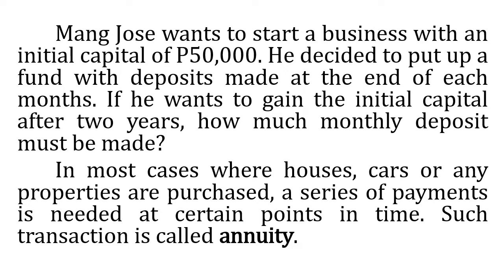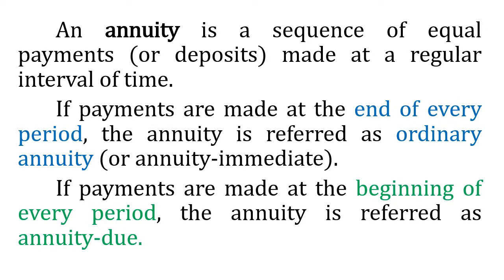In most cases where houses, cars, or any properties are purchased, a series of payments is needed at certain points in time. Such transaction is called annuity. An annuity is a sequence of equal payments or deposits made at a regular interval of time.